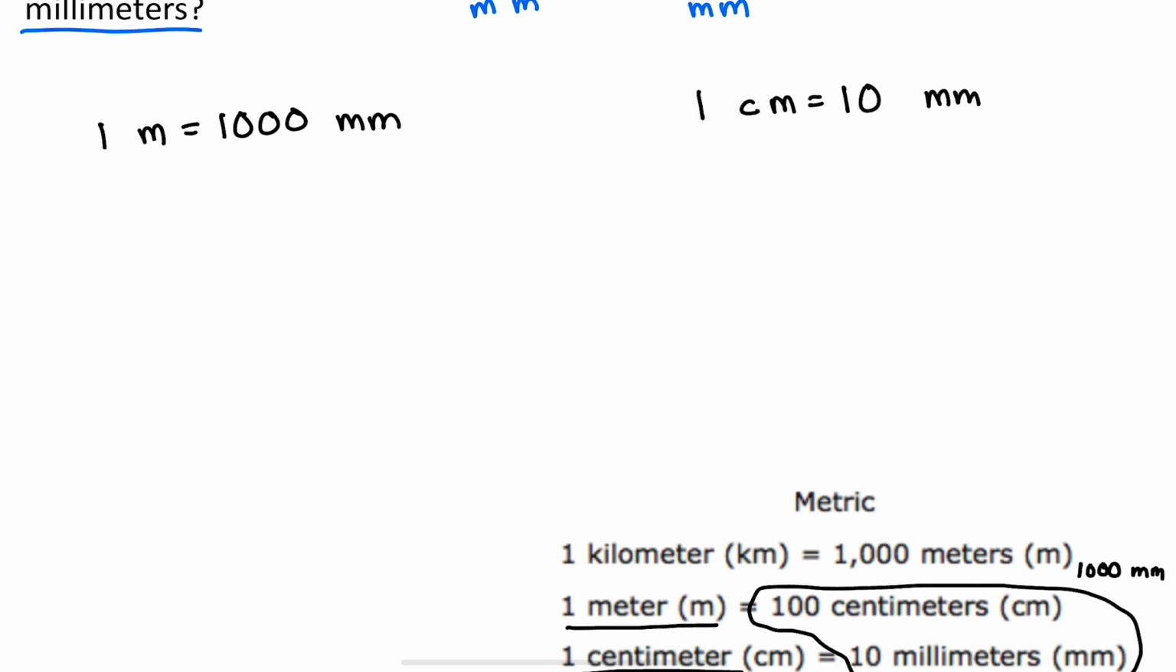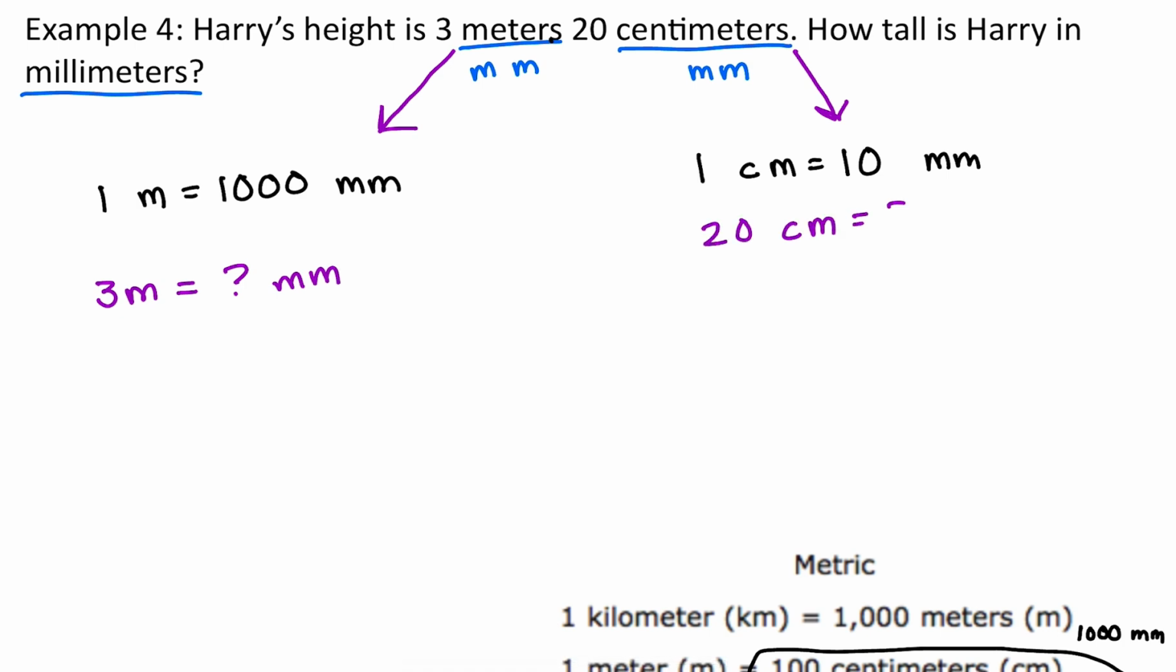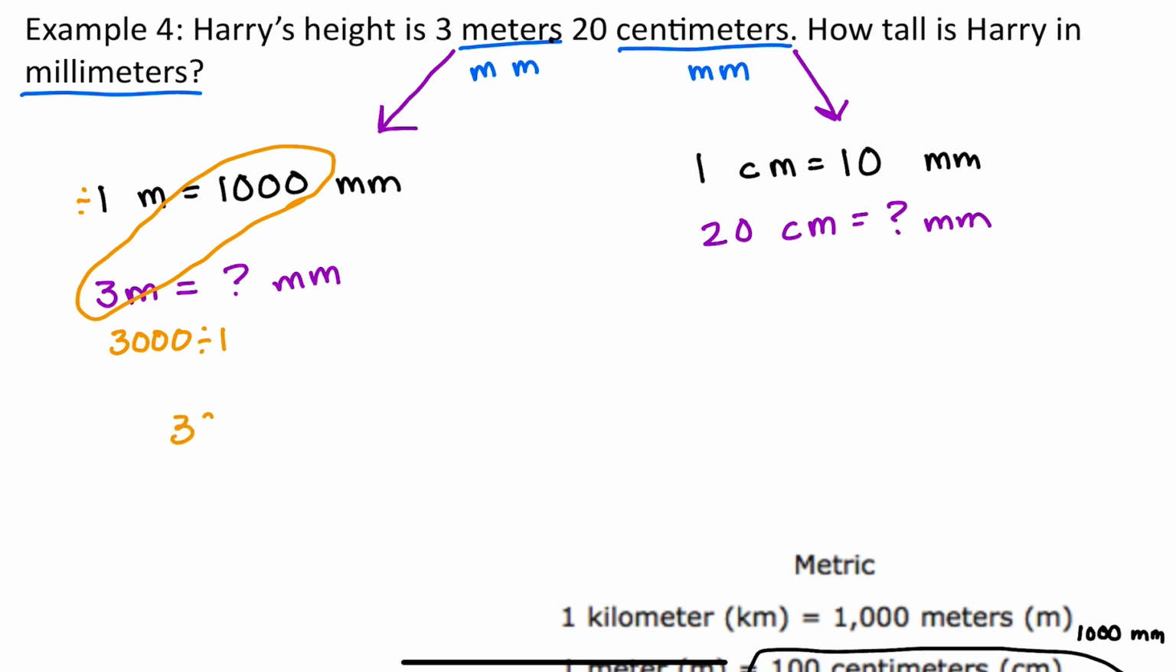So now I need to take this meters and plug it here and the centimeters and plug it here. So 3 meters equals, we don't know. And over here we have 20 centimeters equals, we don't know. And then we can just solve. So we're going to multiply. That gives me 3,000. And again, if I divide by 1, nothing changes. So 3,000 millimeters.